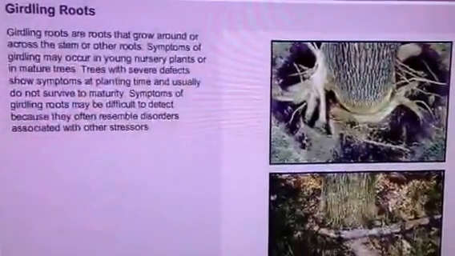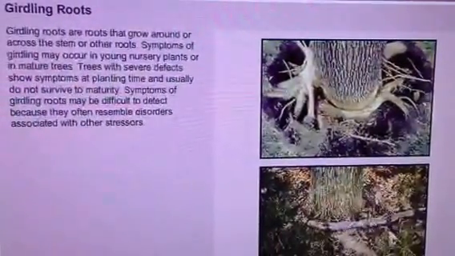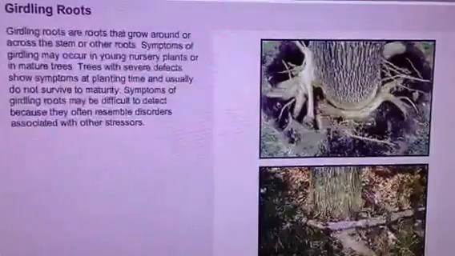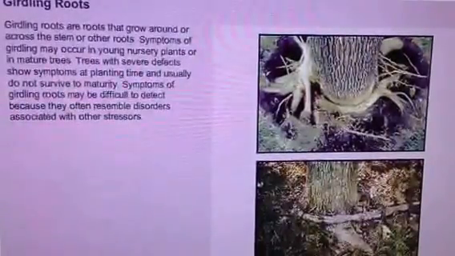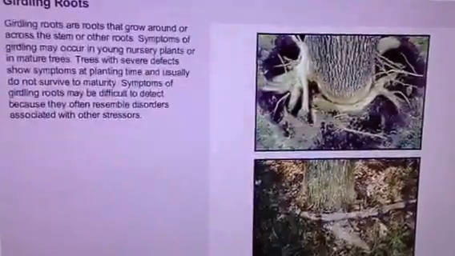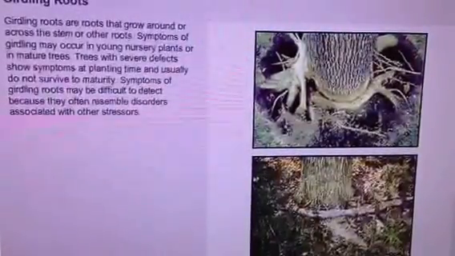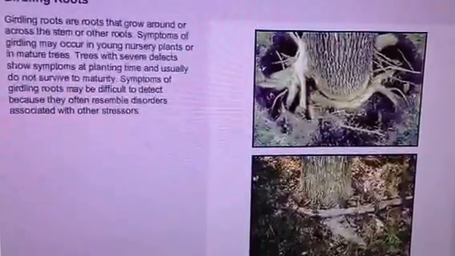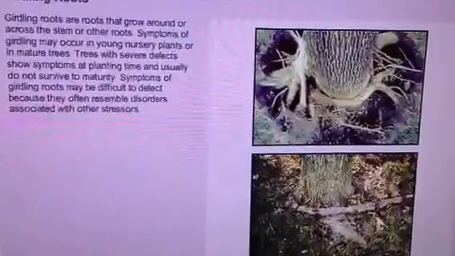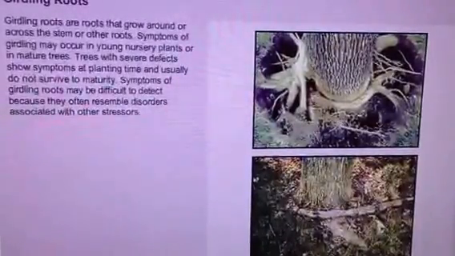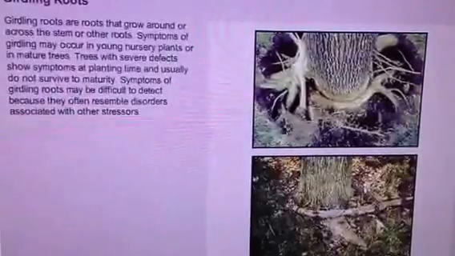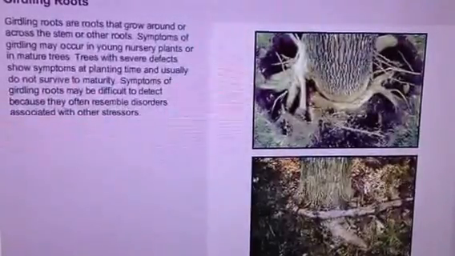Girdling roots are roots that grow around or across the stem or other roots. Symptoms of girdling may occur in young nursery plants or in mature trees. Trees with severe defects show symptoms at planting time and usually do not survive to maturity. Symptoms of girdling roots may be difficult to detect because they often resemble disorders associated with other stressors.